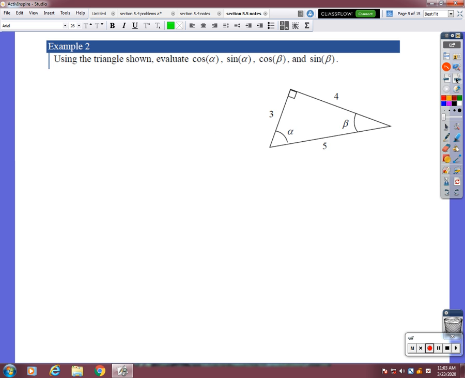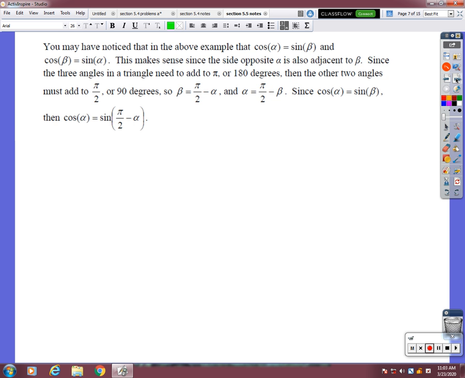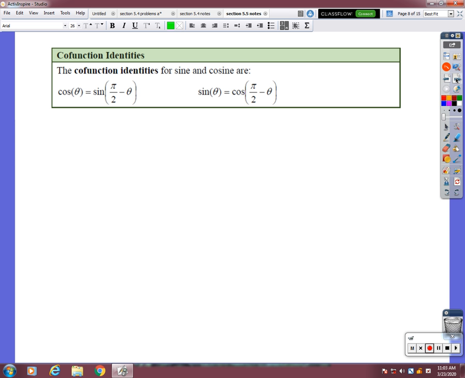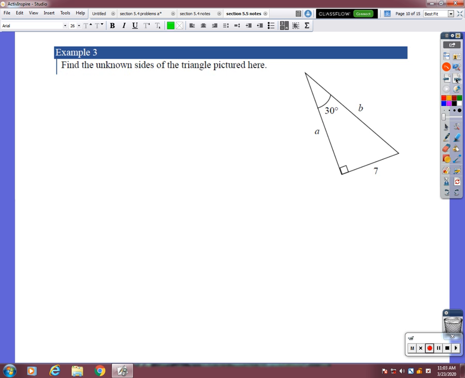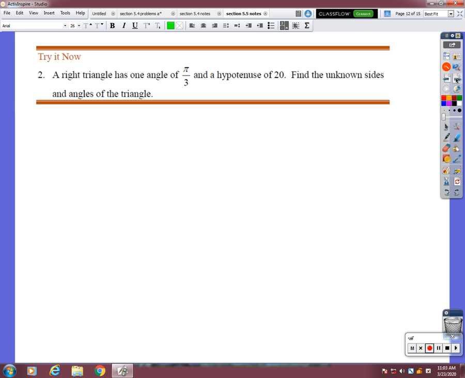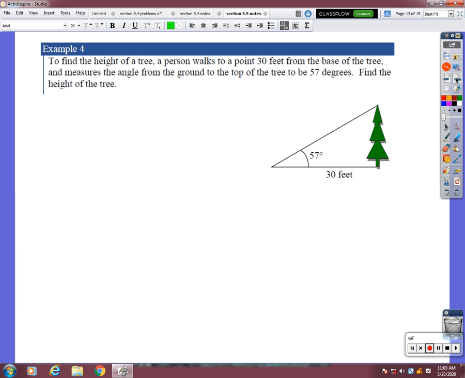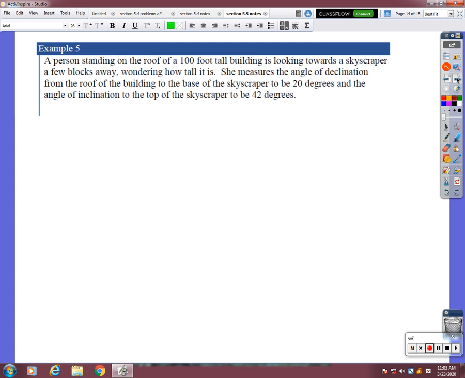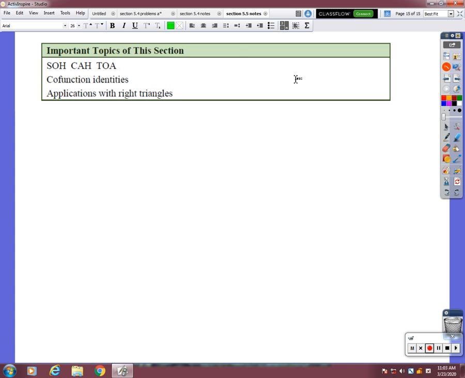Putting this on triangles. Okay, that looks, ooh, yeah, no, I don't like that very much, cofunctions. Okay. Oh, yeah, then we get to find out how tall a tree is, things like that. Do some word problems, SOHCAHTOA, yeah, get pumped about that.